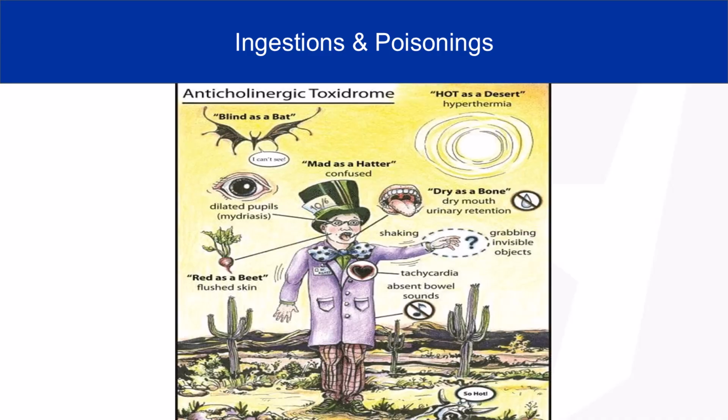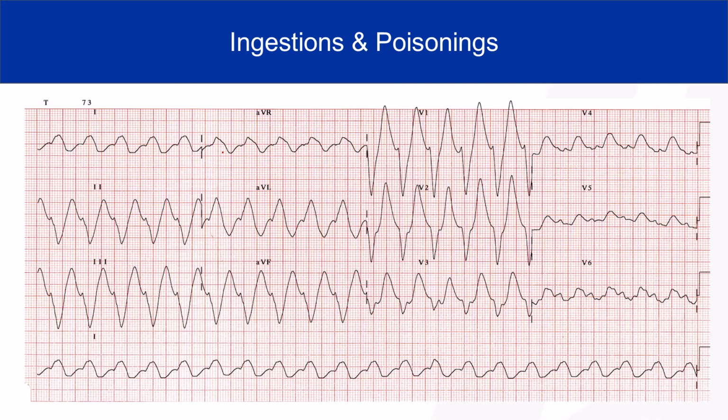Blind as a bat, dilated pupils. Mad as a hatter, confused, even hallucinations. Red as a beet, flushed skin. Hot as a desert, dry as a bone. Hyperthermic and dehydration. Here is a 12 lead from a tricyclic overdose patient.